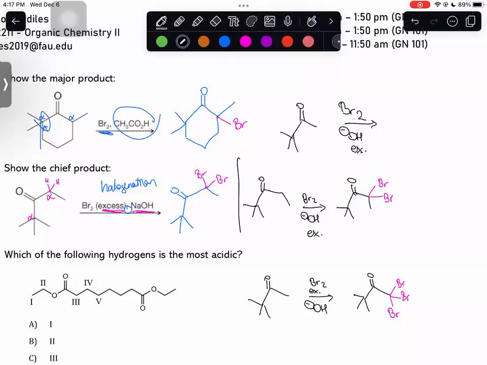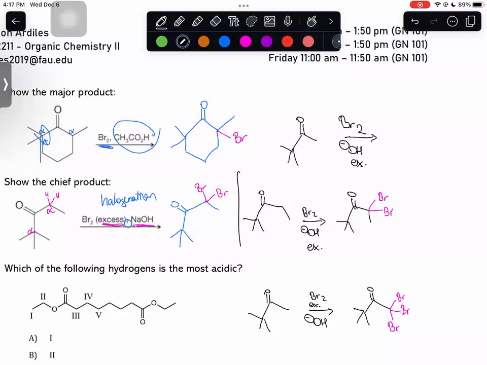Okay, now similar reaction, but this time I have a terminal ketone. I have 3 alpha hydrogens available. So this time the reaction changes. It's not just a halogenation, it's a haloform reaction. So we know that at the end.